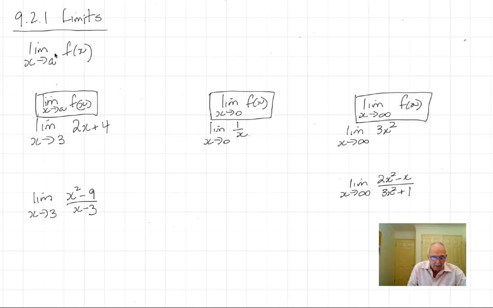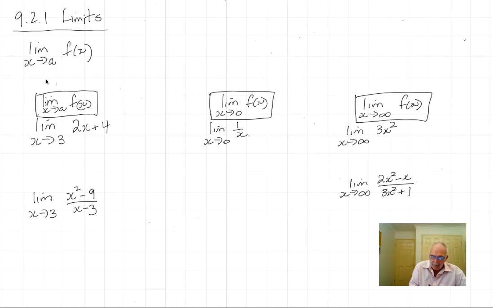Now, when we say it gets close to a, it doesn't actually equal a, but it gets so close to a that the value of the function would be the same as if x is equal to a. All right, so it approaches a. This says x approaches a, so it gets so close to a that it's just about equal to a.